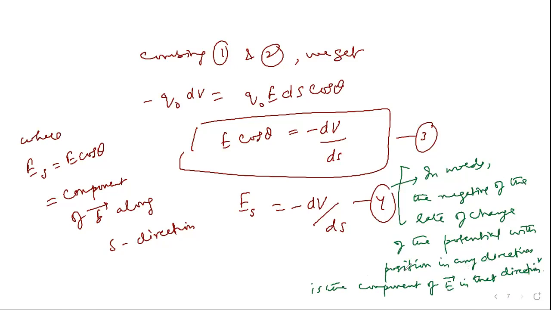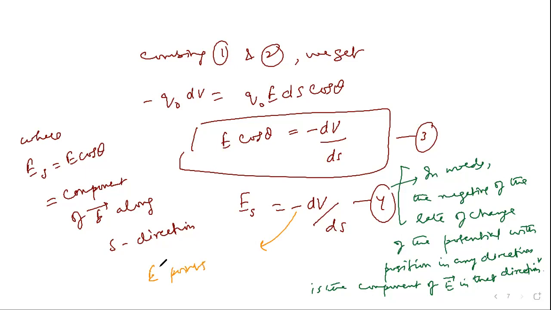S direction was arbitrary. It is saying actually the negative of the rate of change of potential in S direction is the component of electric field in S direction. So since S direction is arbitrary, we can generalize it to any direction and say the negative of the rate of change of the potential with position in any direction is the component of E in that direction. And remember, this minus indicates that the field points in the direction of decreasing V.